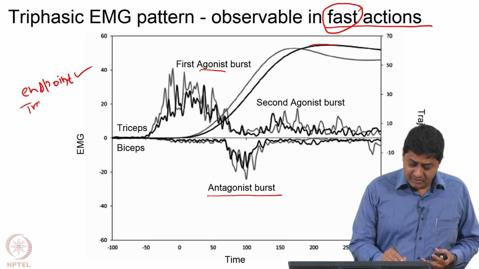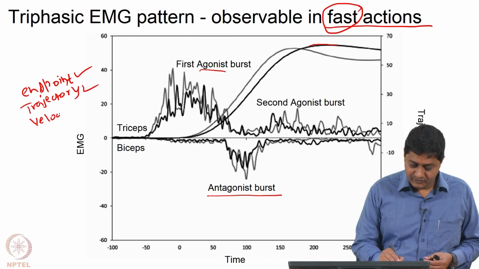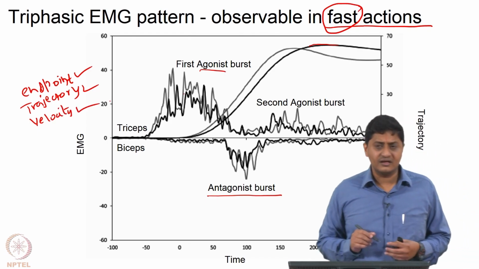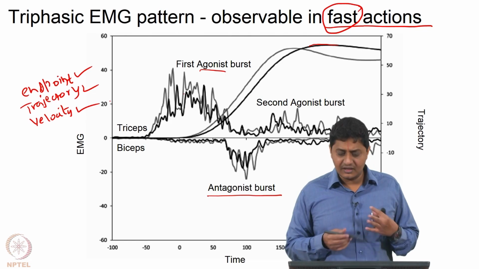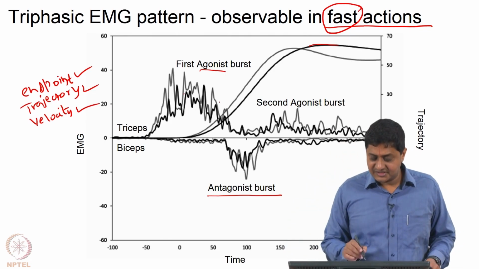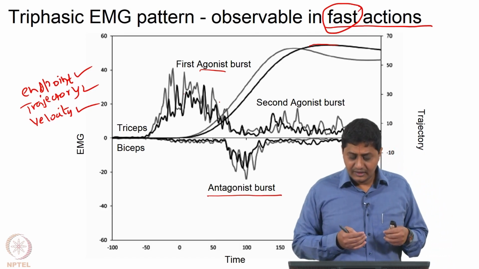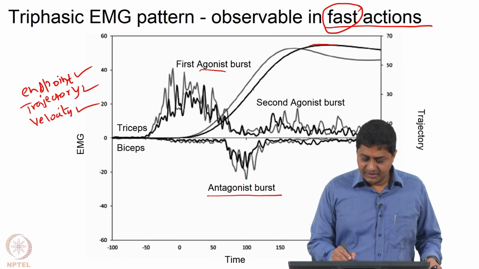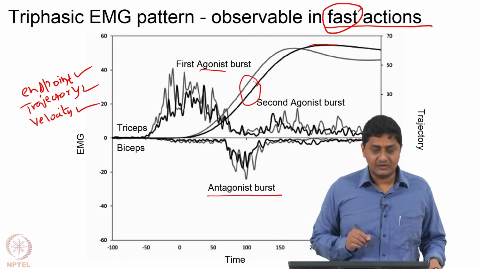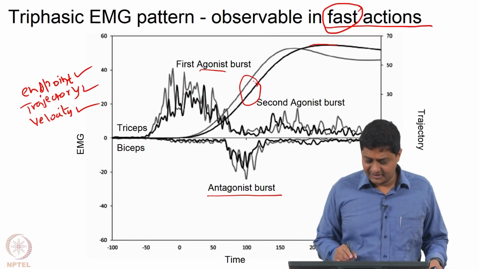Trajectory, is trajectory control important? To some extent trajectory control is important. Another thing is velocity. So, several parameters that are not immediately obvious come into the picture in control of this. So, the first agonist burst includes sometimes co-activation of the antagonist. After some time, approximately in the middle of the displacement here, there is going to be an antagonist burst like that.